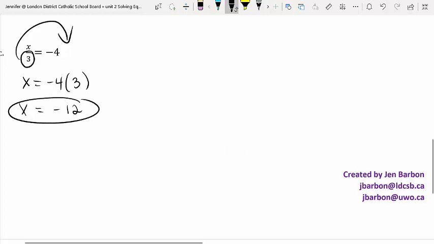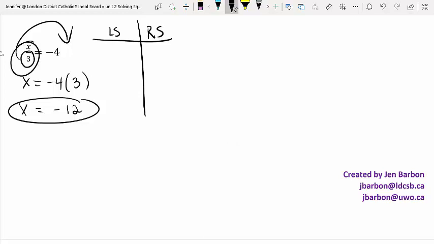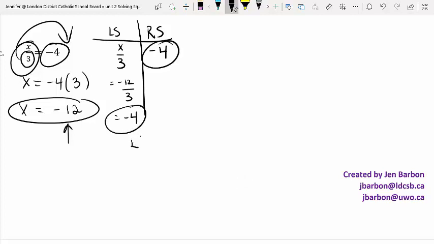Okay, and you could perform a left side, right side check. So we write in our original left side, which is x divided by 3, and our original right side, which is negative 4. Now we plug in our negative 12 anytime we see an x. Do the math. Left side equals our right side, so we know that answer is correct. Okay, I'm going to do one more question for you.